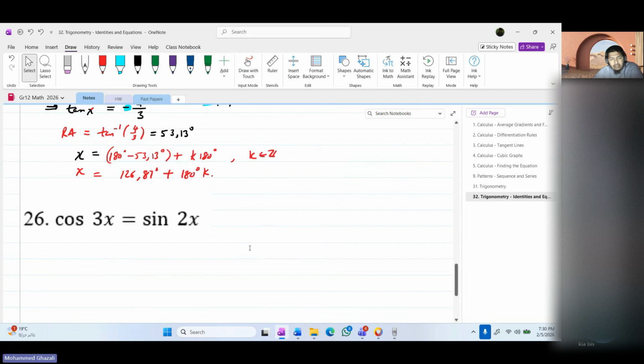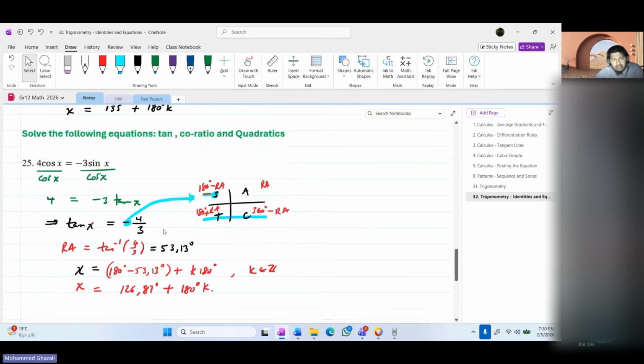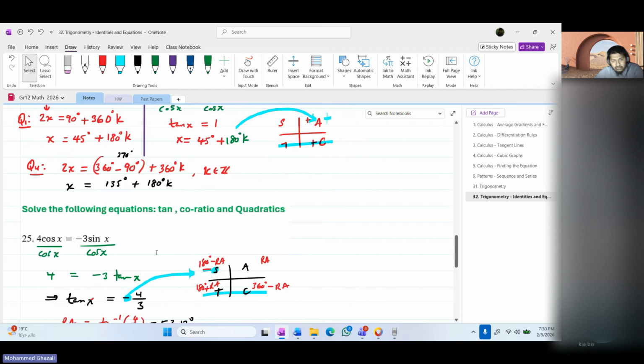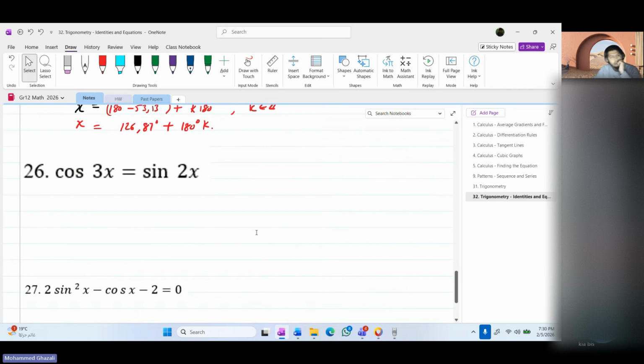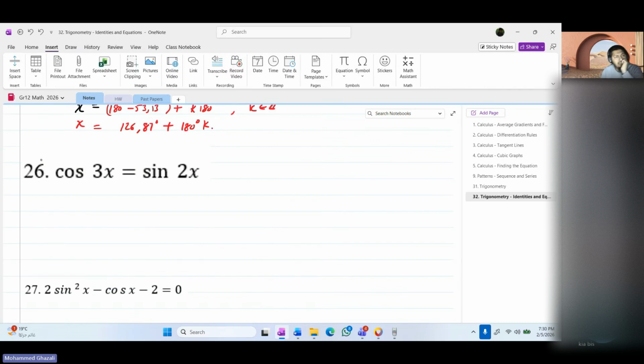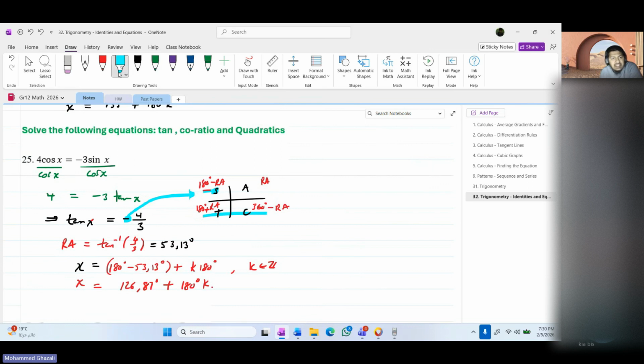Okay, and the next one, we got cos 3x is equal to sine 2x. Very important one. So what was the first one? We used a tan general solution. Next one, we are using co-ratios to solve. Now, it's up to you how you want to change it, all right? You can either change the sine into a cos, or you can change the cos into a sine. First of all, this is 3x and this is 2x. The angles are way different, so I can't change into tan, okay? Because it's not the same angle. You can only change into tan if it's the same angle, see?